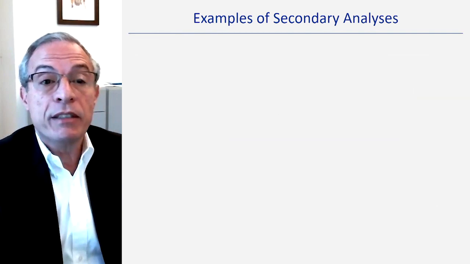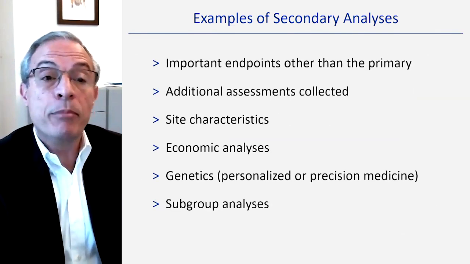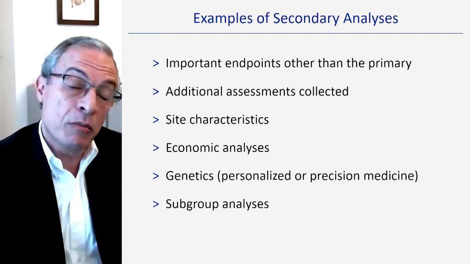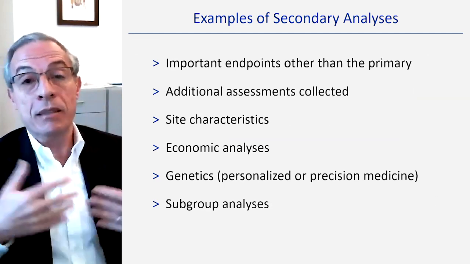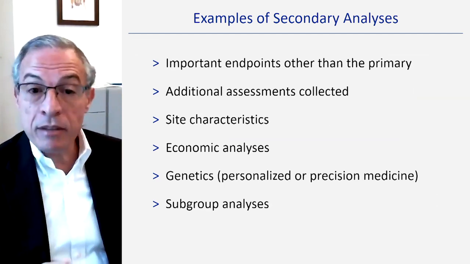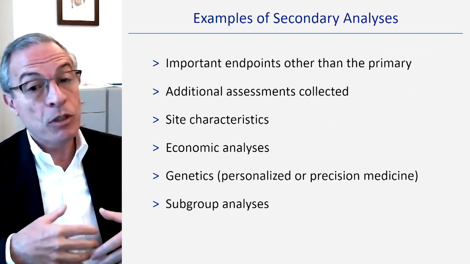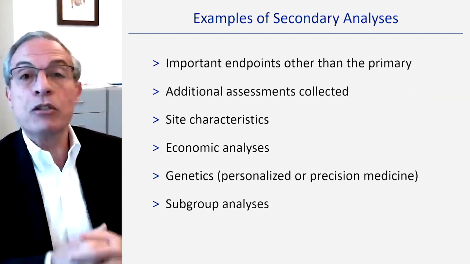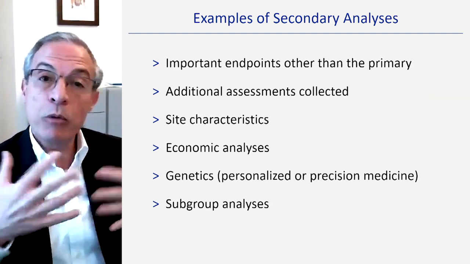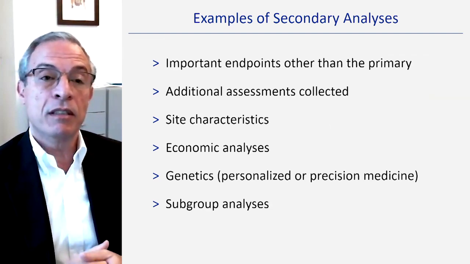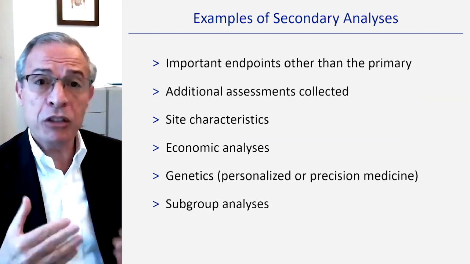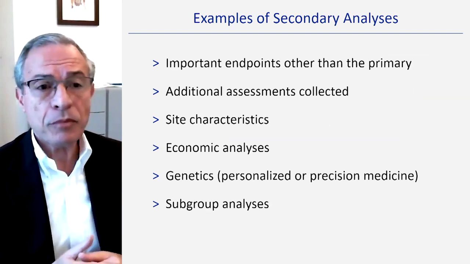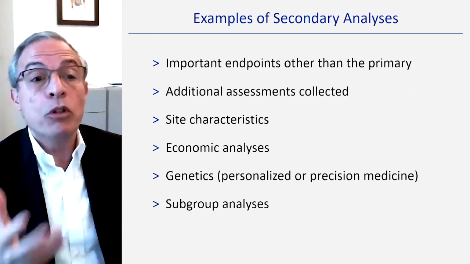What are examples of secondary analysis? You may be interested in important endpoints other than the primary. I used to work for the National Institute on Drug Abuse, and this was clinical trials. Typically, the primary outcome was abstinence or retention. Sometimes it was complete abstinence. Sometimes it was less than so much per week, per month. So they were all very important in drug abuse. Retention is very important. Going to the treatment is in itself very important. So these are other important endpoints.